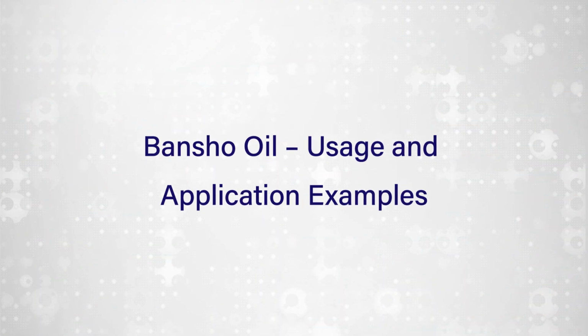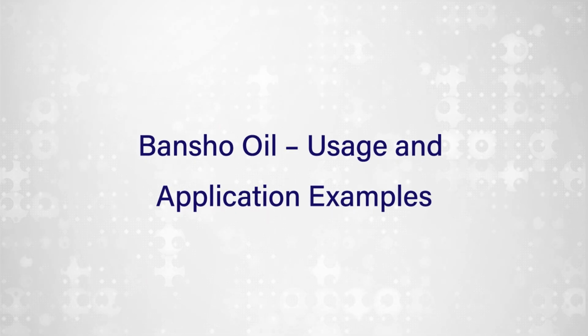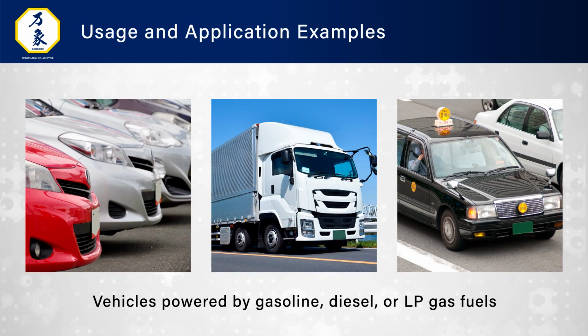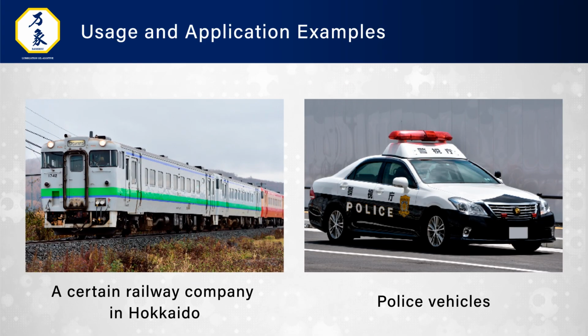Bansho oil, usage and application examples. Bansho oil is used for a wide range of applications, including engine oil for automobiles powered by gasoline, diesel, or gas. It is also applied as a lubricating oil for rotating components and as a protective oil to prevent metal corrosion. Bansho oil has been introduced in various fields. It is used as engine oil for diesel vehicles operated by a major railway company in Hokkaido, and also adopted for use in the engines of police vehicles.